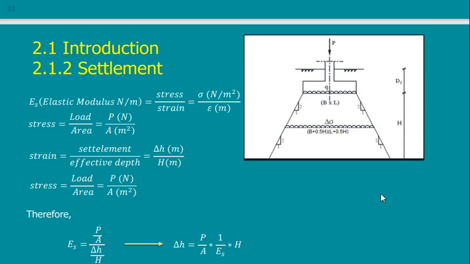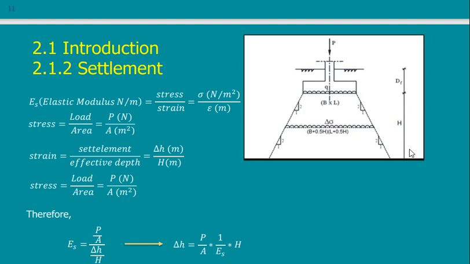But before we calculate the bearing capacity, let's calculate first the settlement, to know how to calculate the settlement of the building. I have a foundation here. This foundation ends up with this line, which is the boundary of the compressible layer. Suppose I have sand followed by rock.